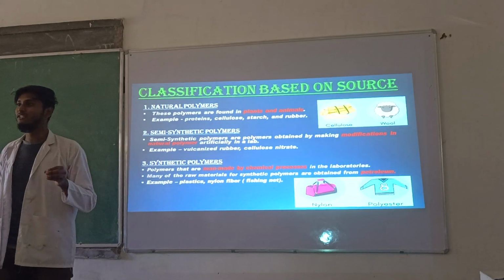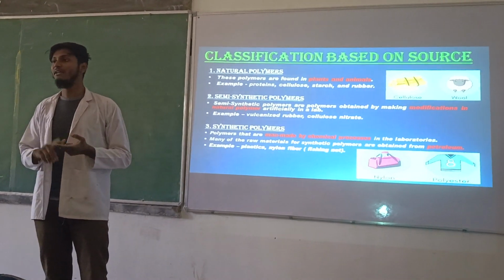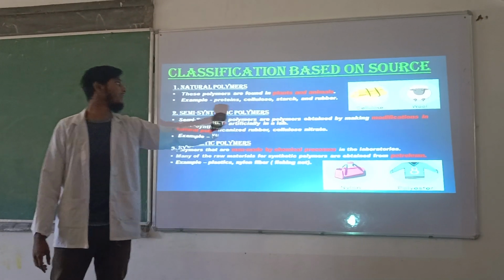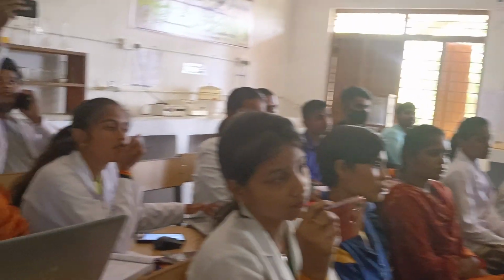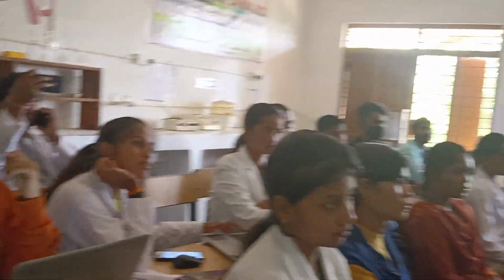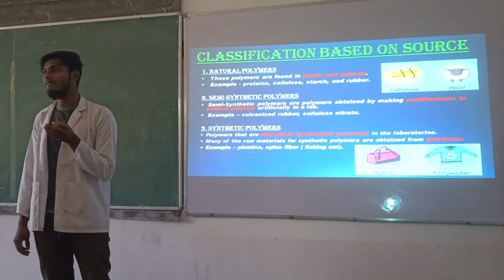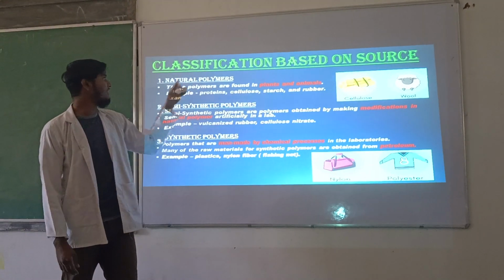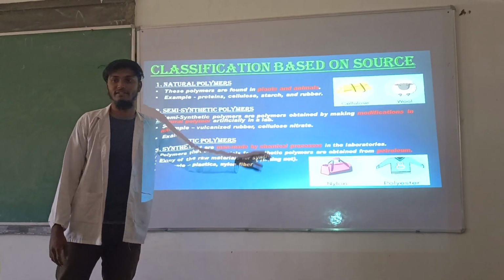If we go by source, the first is natural polymer. The word itself gives the definition: polymers that occur in nature in a natural way, like in plants and animals. Protein and cellulose are examples of natural polymers. Next are semi-synthetic polymers. When we take a natural polymer and add some chemicals, it forms a semi-synthetic polymer. For example, cellulose is a natural polymer, and when we add nitric acid to it, it forms cellulose nitrate.